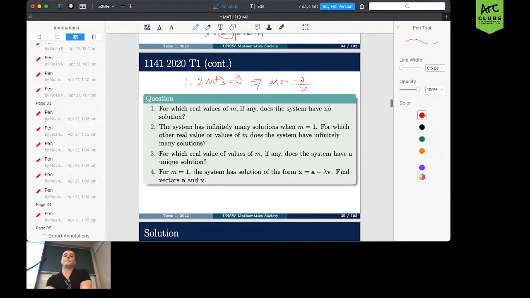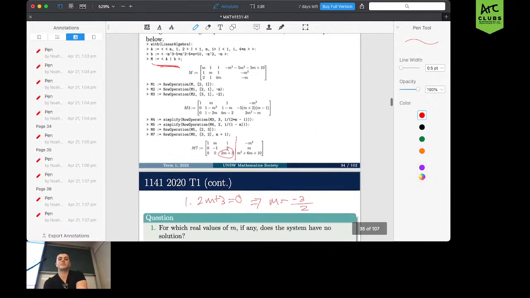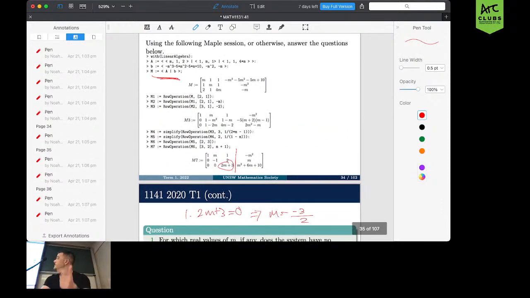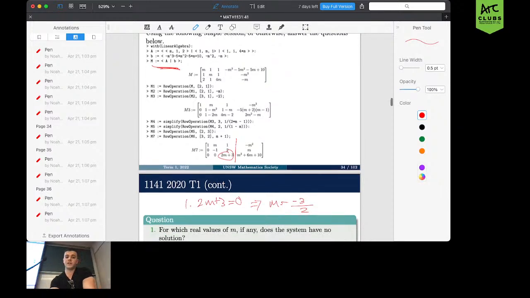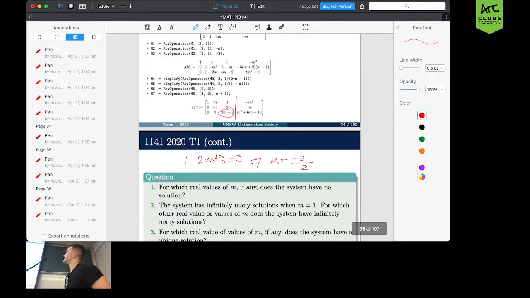Now, the system has infinitely many solutions when m is equal to 1. If you sub in m equals 1, that term's going to cancel, that term's going to cancel, and that term's going to cancel, and you're going to get a row full of zeros. And when you look at which are your leading and non-leading columns, you're going to see that you get a non-leading column. And so that's one way in which you can get infinitely many solutions. So that's what they tell you: the system has infinitely many solutions when m equals 1. For which other real values does m have infinitely many solutions?